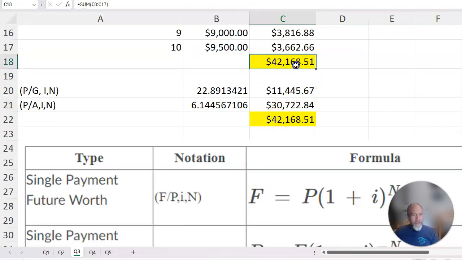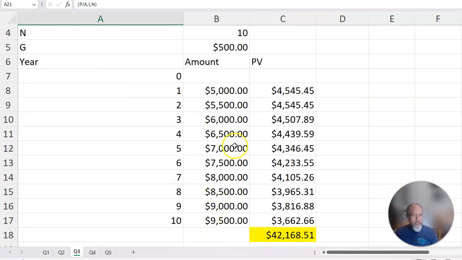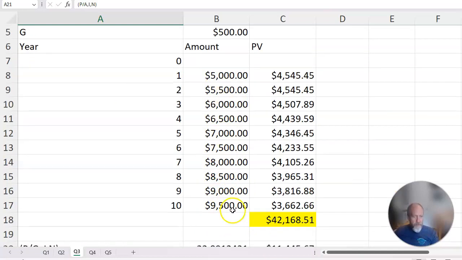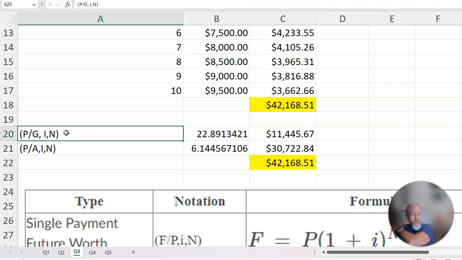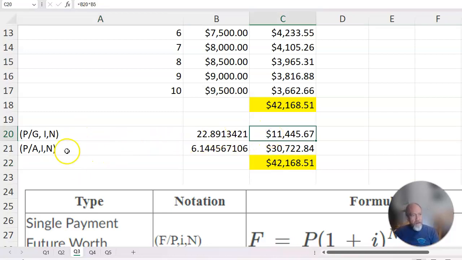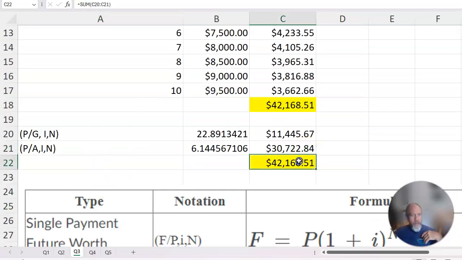Either way, notice I got the same number by adding in the gradient and the actual annual amount, because it starts at 5,000. So there's that 5,000, and then the gradient's calculated separately, the 500 plus. Put those two together, and voila, you have the same number. See what I did here? I took the P over G, got the value of the gradient, took the base $5,000, got the value of that, and added the two together. Not magic.